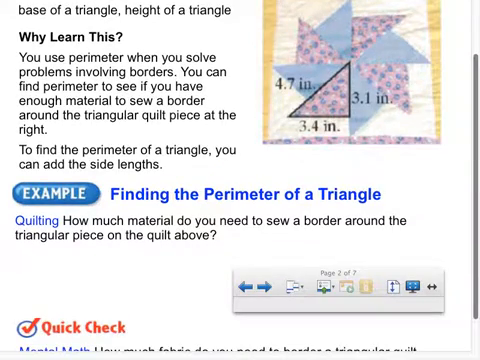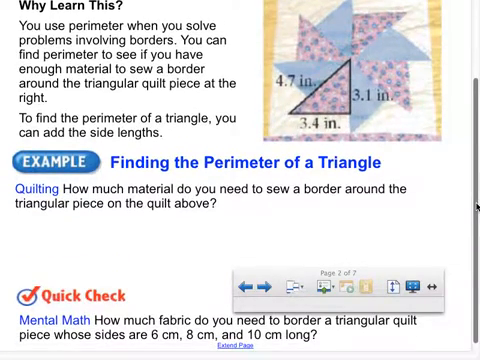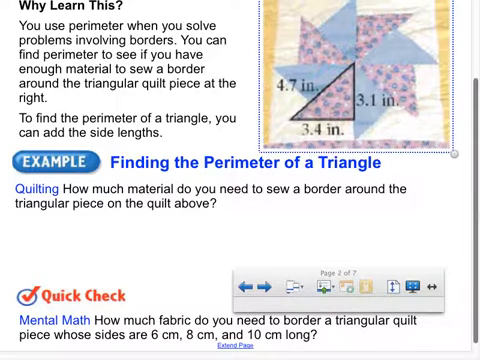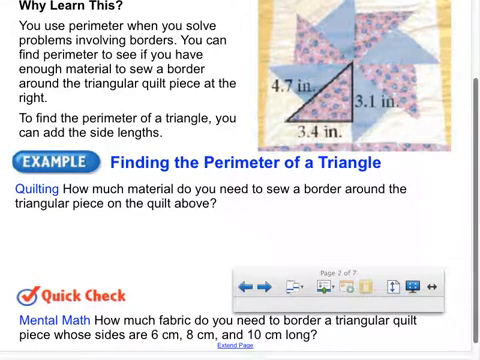If you had to find the perimeter of the triangle using these side lengths, that's the first example. Take a look at this question. Finding the perimeter of a triangle. Quilting. How much material do you need to sew a border around the triangular piece on the quilt above? We're going to use this triangle right here, and you need to figure out what the perimeter is. Remember from yesterday, the perimeter is the distance around something. If you were to walk all the lengths of the sides and then return to the start, what would that distance be? I need you guys to figure this out.